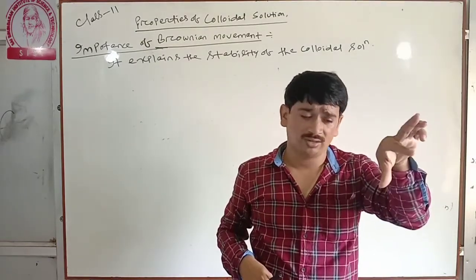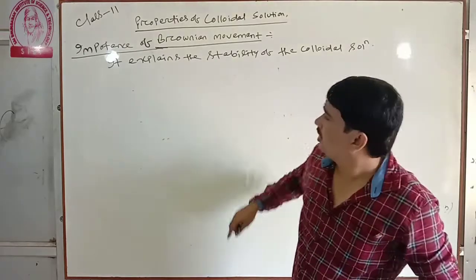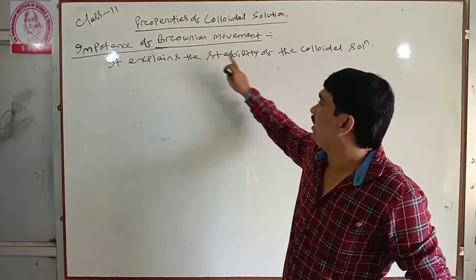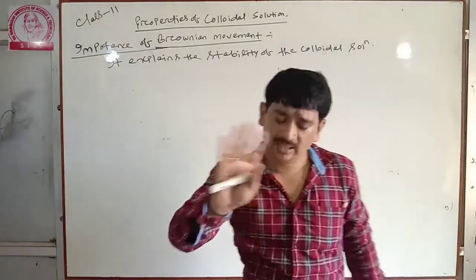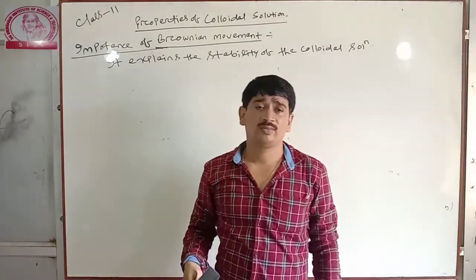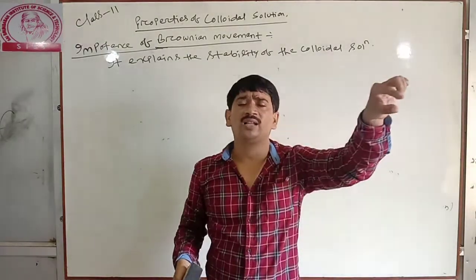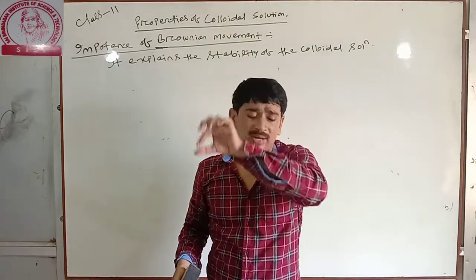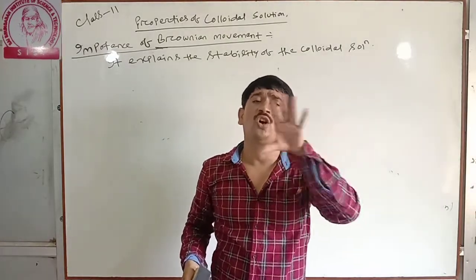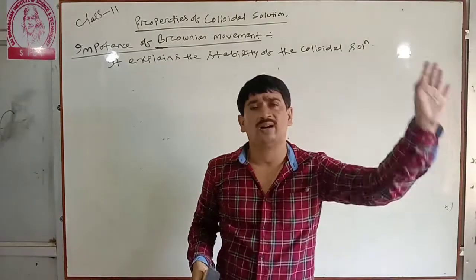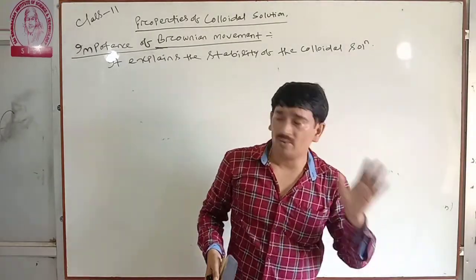So if you cannot write more: first 2 points, then the figure, next the cause, next importance only. It explains the stability of the colloidal solution. Brownian motion, the continuous rapid zigzag motion of the colloidal particles in the dispersion medium, is called Brownian motion or Brownian movement. Clear?